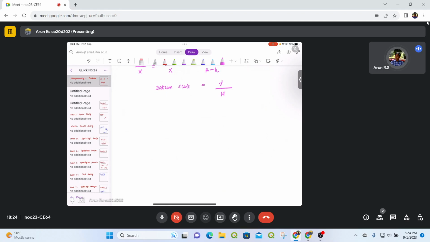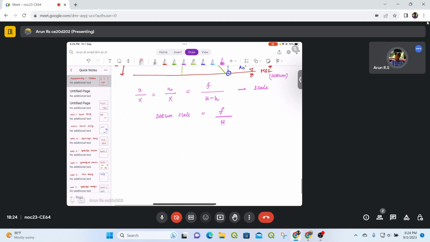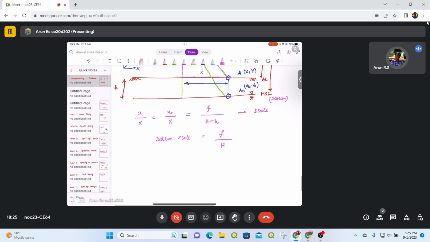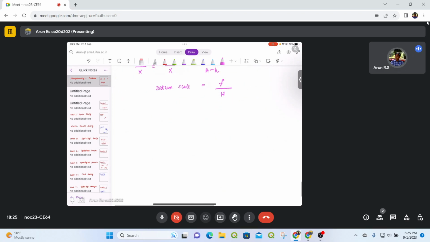And suppose your ground elevation is not flat but undulating, so in that case what we can do is represent an average scale. That is nothing but f divided by H minus, instead of the elevation at the point, we will take the average elevation of the area. So that is your average scale.